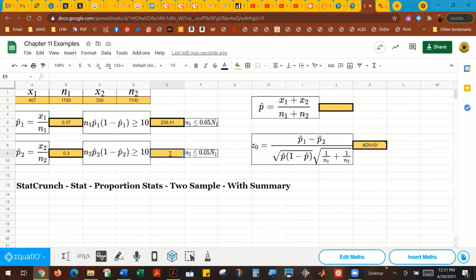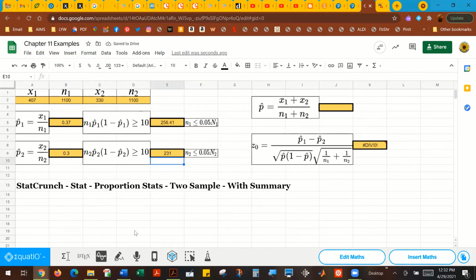Repeat the same process here with the second sample. So this is now going to be N2. So I'm going to click on that N2 value, multiply by P2, so that's the 0.3 over here, multiply by that. And then again, in parentheses, I will do 1 minus P2, which is again the 0.3 value. So I'm just going to click on the cell, close parentheses, and that gives us a number of 231.